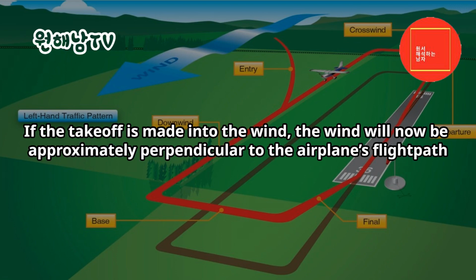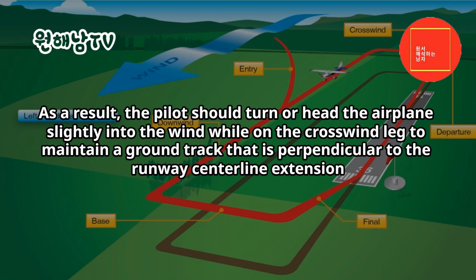If the takeoff is made into the wind, the wind will now be approximately perpendicular to the airplane's flight path. As a result, the pilot should turn or head the airplane slightly into the wind while on the crosswind leg to maintain a ground track that is perpendicular to the runway centerline extension.